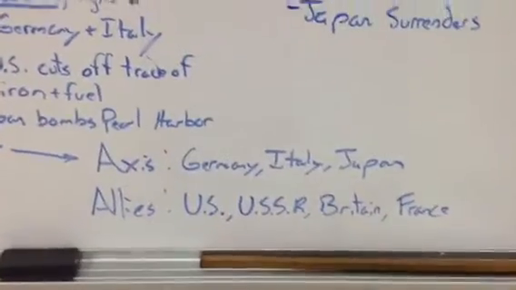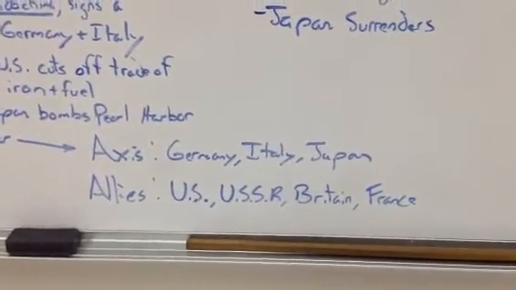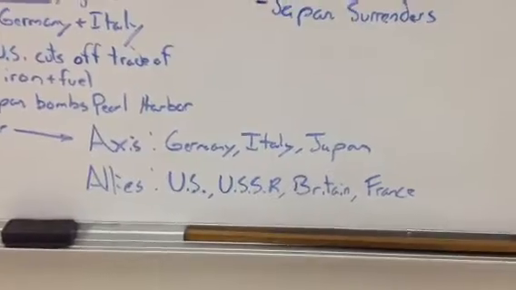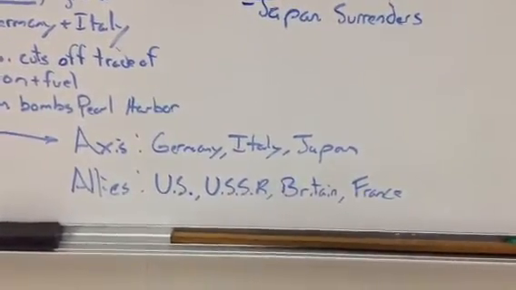So you have the two sides that are set. You have the Axis powers, which included Germany, Italy, and Japan, and you have the Allies, which included us, the United States, the Russians, the British, and the French.